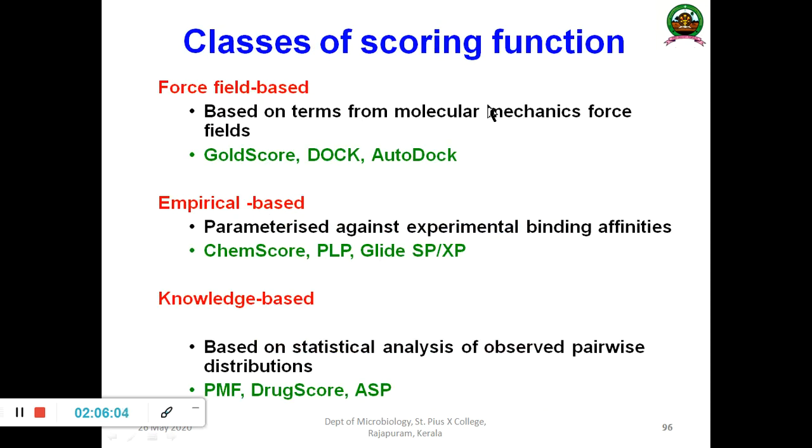Then so many scoring functions are there. One is force field based scoring function, empirical based scoring function, knowledge based scoring function. Some software like DOCK, AutoDock, these are all docking software. They have different types of scoring function, and the efficiency of the software depends upon the scoring function and the search algorithm they are using. So if a docking software has an accurate scoring function and search algorithm, the prediction result will be very, very accurate. Experimentally it will be very easy to prove it.